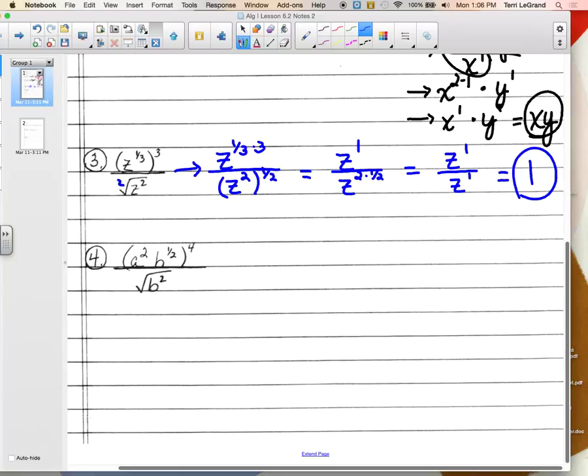Only when that Z to the first is not 0, right? You can't divide 0 by itself, nor can we take 0 to the 0 power. But we're always going to assume that our variables are not 0.